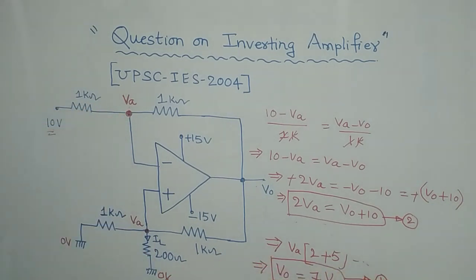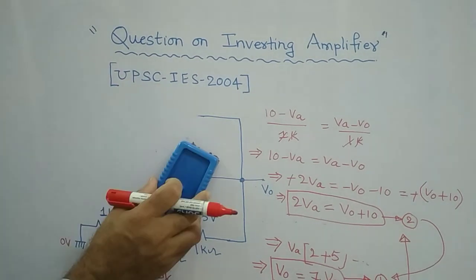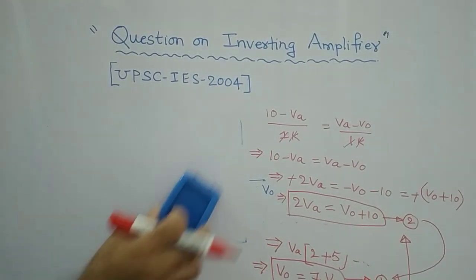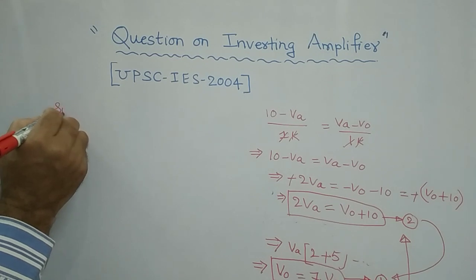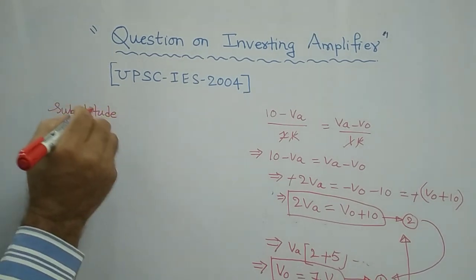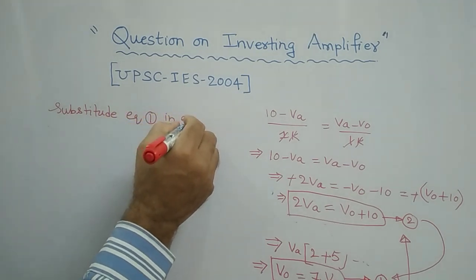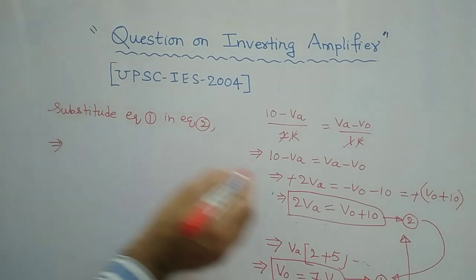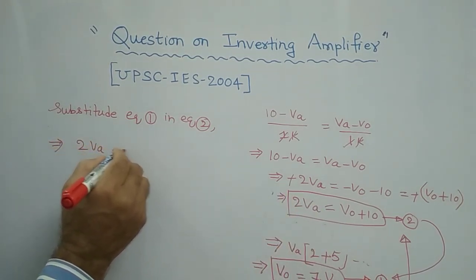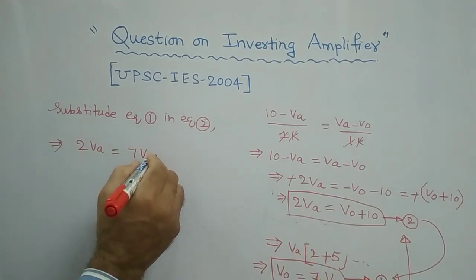Simply you can do one thing now. Either you can substitute equation 1 into 2, or otherwise substitute 2 into 1. Both are valid, no problem. Substituting equation 1 into equation 2, wherever V naught is there, substitute 7 times VA. Then from the second equation you will get 2 times VA is equal to 7 VA plus 10.